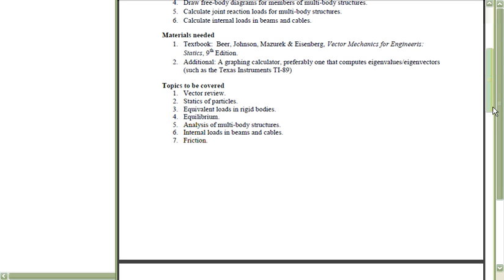So the topics that we're going to cover, we're going to start with this vector review. That's just going to be today. Then we're going to talk about particle statics. So what's the difference between particle physics and rigid body physics? Those are kind of the two things that we're breaking it up into. In particle physics, we're assuming that we're treating an object as if it has no size, okay? So there's no such thing as moments. Every force we treat as acting through the center of the object, okay?